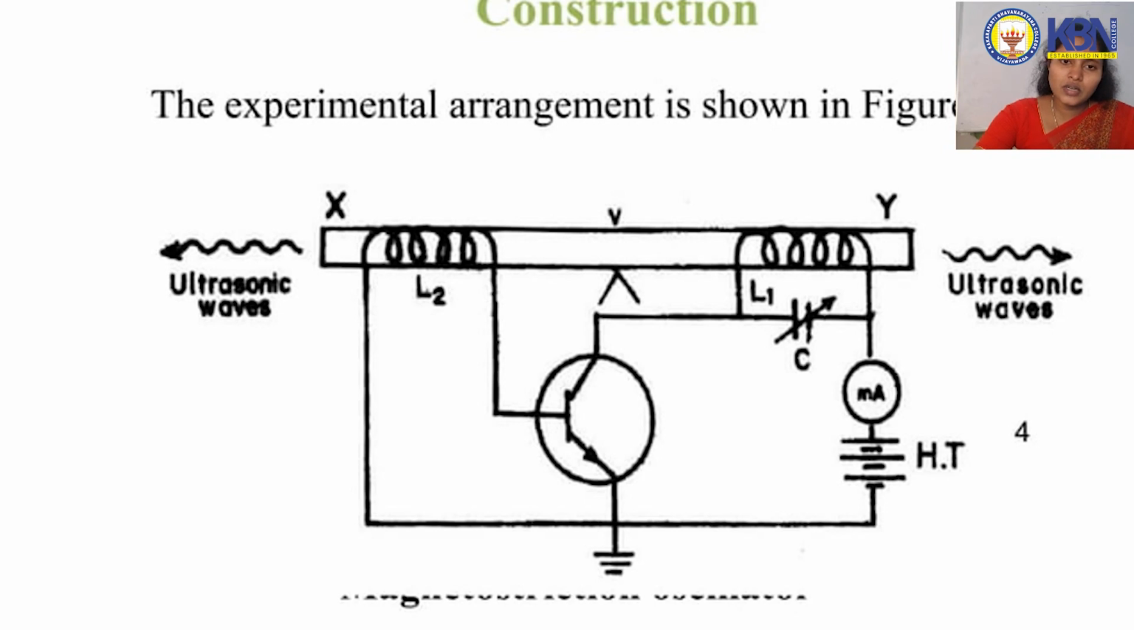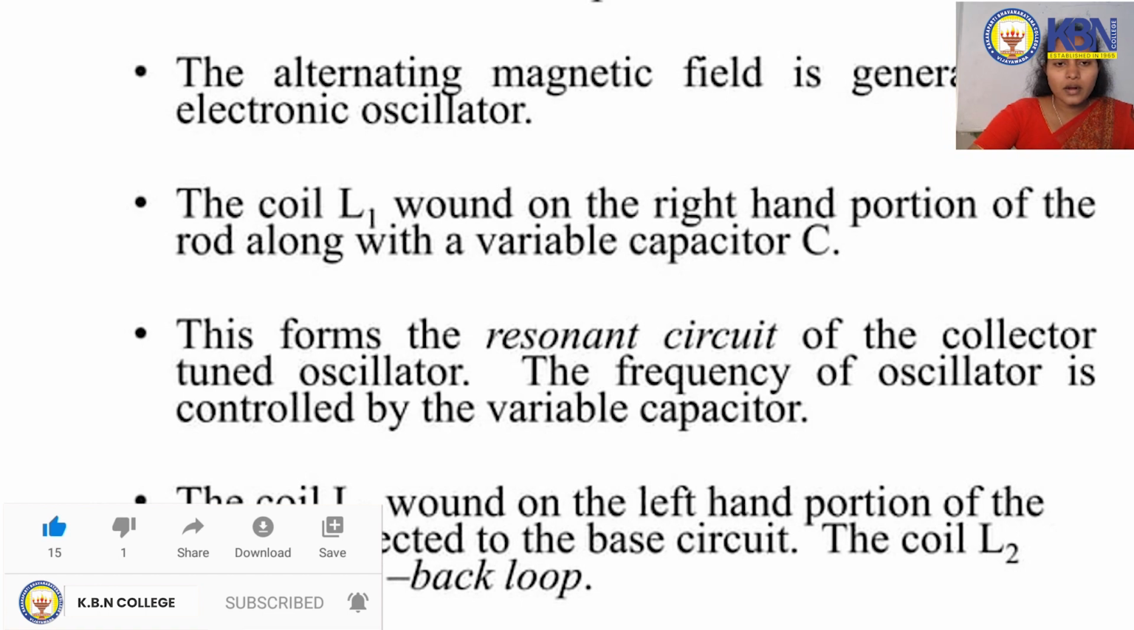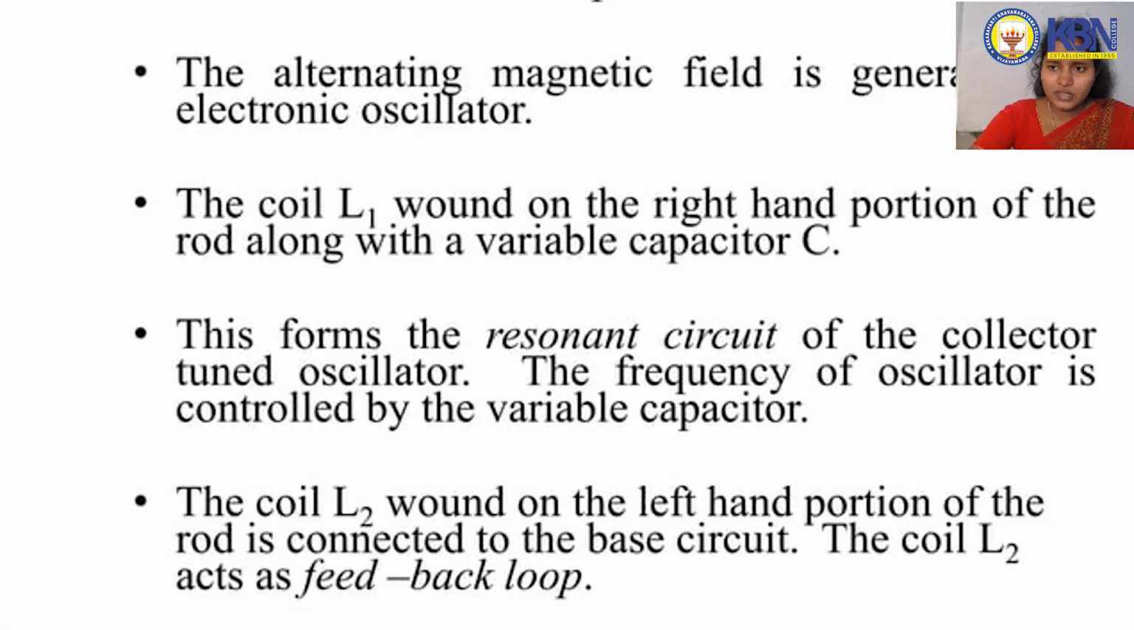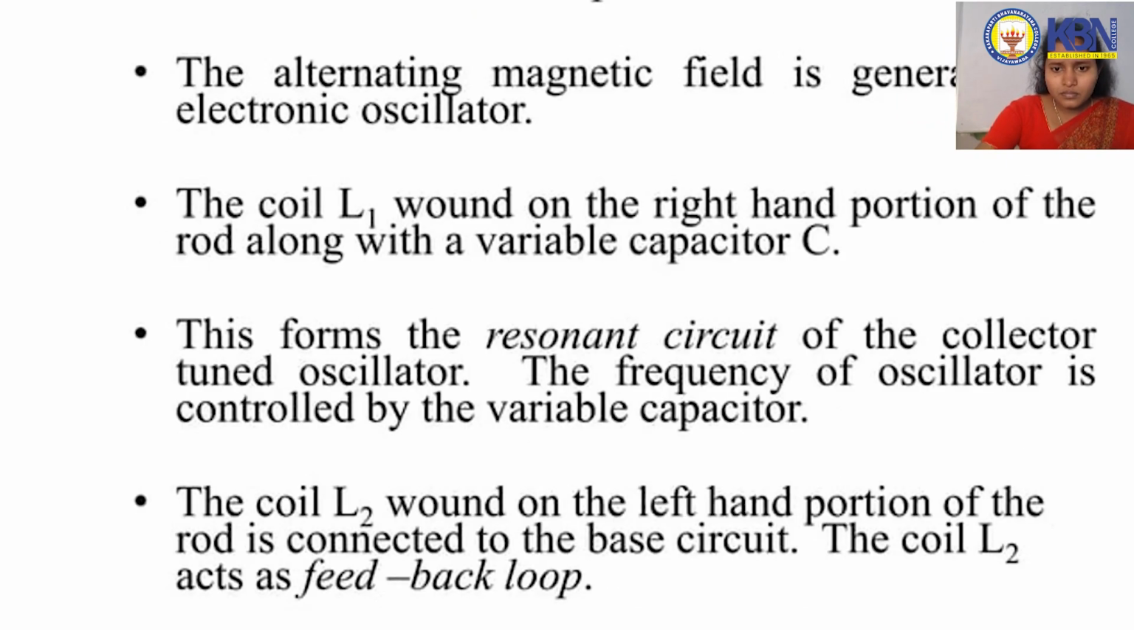So this is the construction, and this is the experimental arrangement of the magnetostriction method. Here you can see the transistor, and this is the experimental arrangement. The alternating magnetic field is generated by using an electronic oscillator. In this method, the coil L1 is wound on the right hand portion of the rod along with a variable capacitor C. Here you can see this is a variable capacitor. This forms the resonant circuit of the collector tuned oscillator. And one more coil L2, wound on the left hand portion of the rod, is connected to the base current.